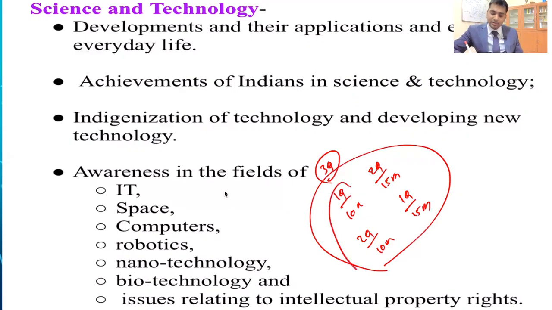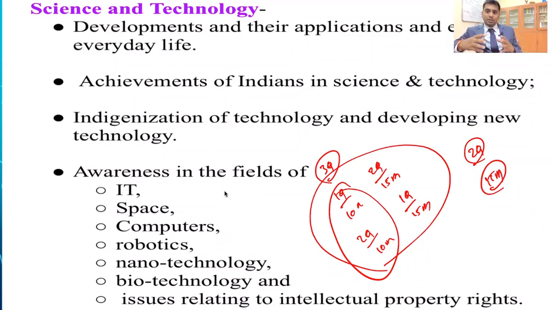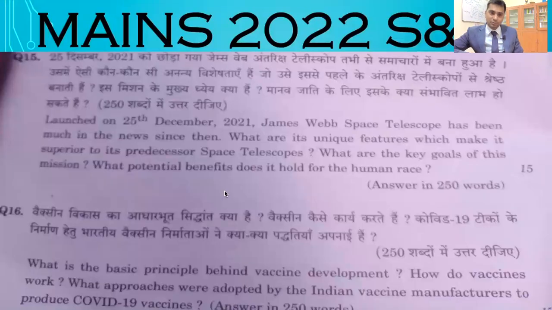They didn't ask 10 marker from science and technology, there were only 2 questions, that is 2 from 15 marker. So science and technology, earlier they used to ask for 40 marks, now they ask only for 30 marks, that is 2 questions from the so-called 15 marker itself. There was no 10 marker from science and technology. Nonetheless, if you look at the questions, you will understand how UPSC plays with science and technology. This is a question.